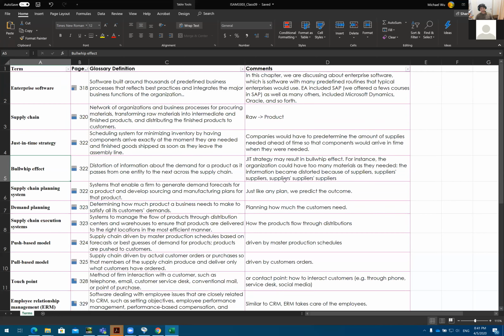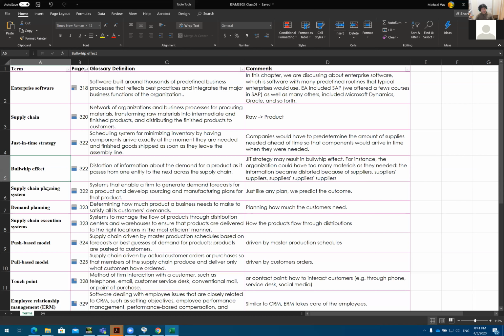The reason for this distortion is that a company can have a lot of different suppliers, and those suppliers can have more suppliers. When you have this kind of thing laid out, the information tends to get distorted, messed up in between different suppliers, and that's why you're probably not able to calculate or forecast the amount of supplies that you need to build a product. So that was an issue.